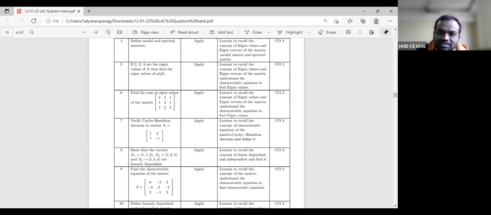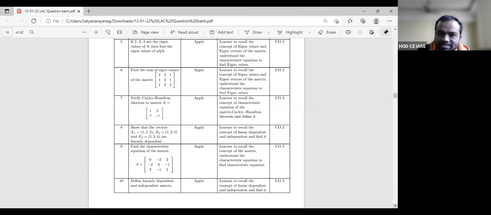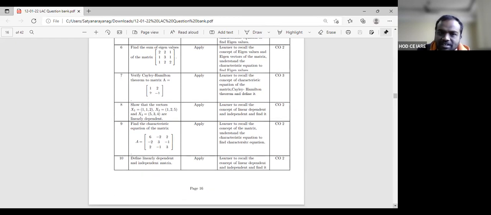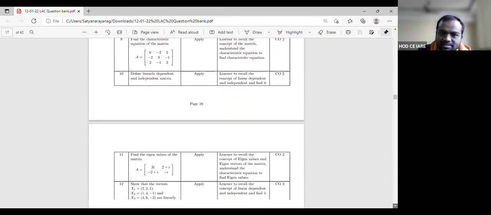Show that the vectors are linearly independent or dependent. If the det is equal to 0, they are dependent, and if it is not equal to 0, they are independent. So that you can find out the values. So find the characteristic equation of the matrix. First, we can write the det of A minus lambda I is equal to 0. సరిపోతుంది. Define linearly dependent and independent.